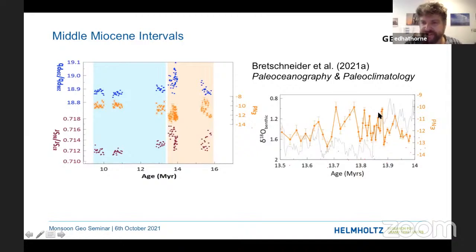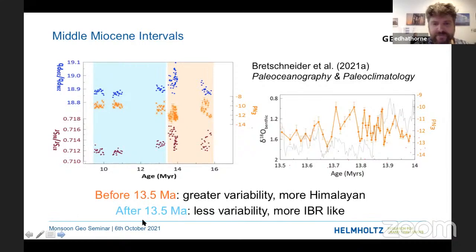And the neodymium isotopes are much more variable and tend to have more negative, more Himalayan-like signatures before this event. And this change in variability, the reduction in variability, happens very quickly, within 100,000 years. So, like I said, we have greater variability, more Himalayan-like, and then it becomes less variable and more Indo-Burman range-like.